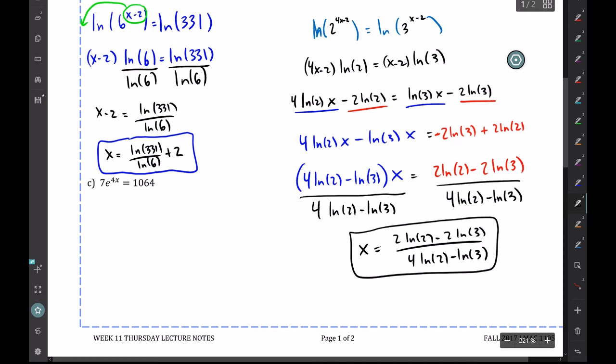Okay, now in this last one, we have 7e to the 4x equals 1064. So I'll start by dividing both sides by 7, and I get e raised to the 4x equals 1064 divided by 7. Well, that's 152. So I have e raised to the 4x equals 152. Let me write that down again. And now I'm going to take natural log of both sides.